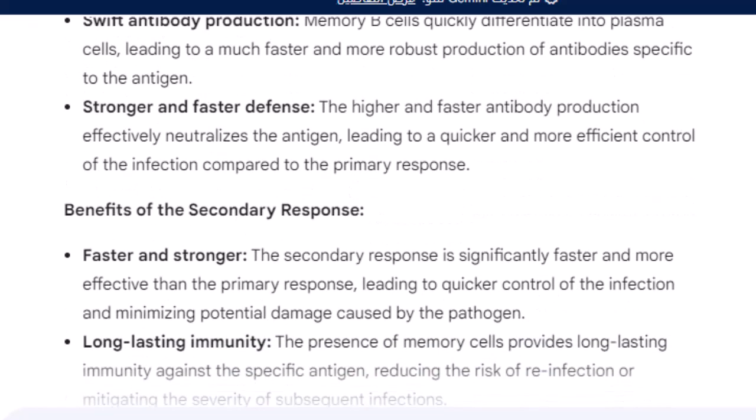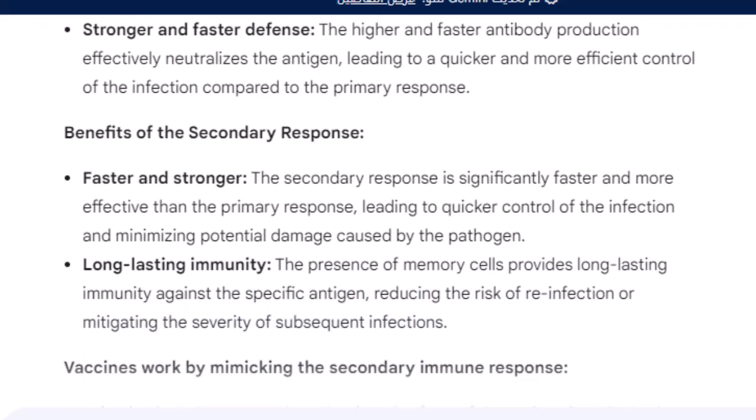Benefit of the secondary response: faster and stronger. The secondary response is significantly faster and more effective than the primary response, leading to quicker control of the infection and minimizing potential damage caused by the pathogen. Long-lasting immunity: the response of the memory cells provides long-lasting immunity against the specific antigen, reducing the risk of reinfection or mitigating the severity of subsequent infection.